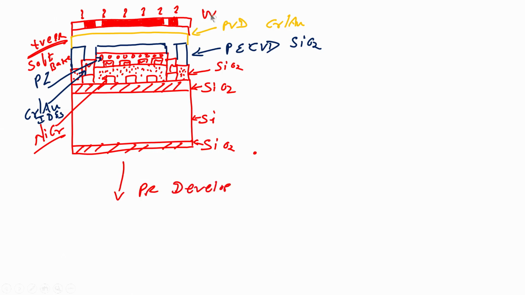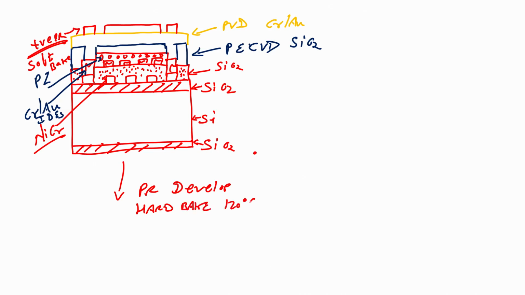So, if I use UV light to expose the wafer and then I perform a photoresist developer, then what will I have? I will have my photoresist only in this area, and this area. This is my positive photoresist, right. After that I have to go for hard bake. Hard bake is done at 120 for 1 minute on a hot plate.